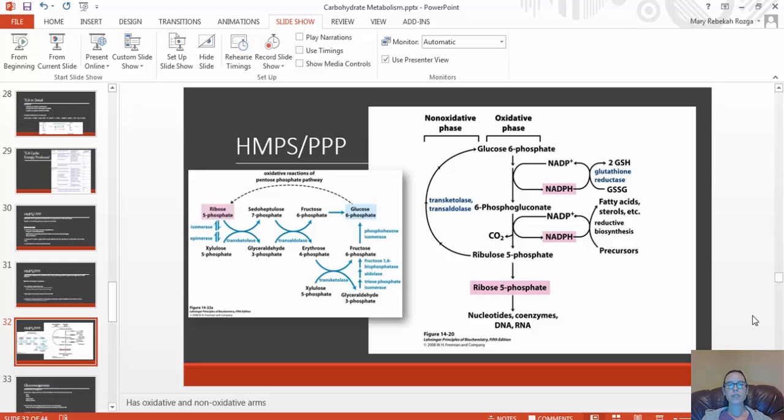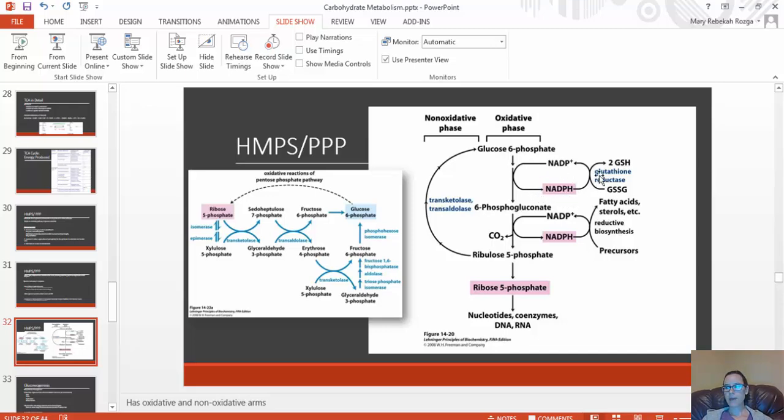So we have two stages of the hexose monophosphate shunt and pentose phosphate pathway, but they're coupled. There's an oxidative arm and a non-oxidative arm. Both these figures have the whole pathway, but are emphasizing the different arms of the pathway. Okay, so first we have the oxidative stage, where our initial substrate is G6P, and it occurs at the beginning of the pathway. And it generates 1 mole of NADPH for every mole of G6P that enters the pentose phosphate pathway.